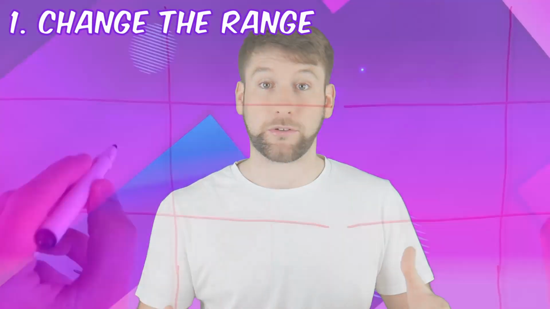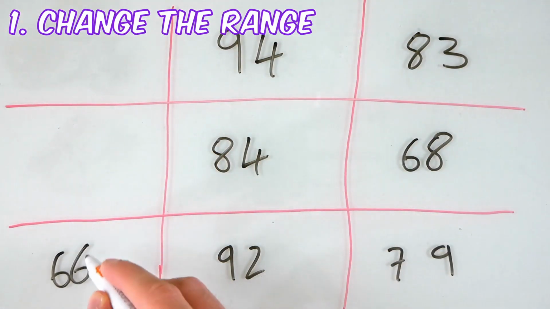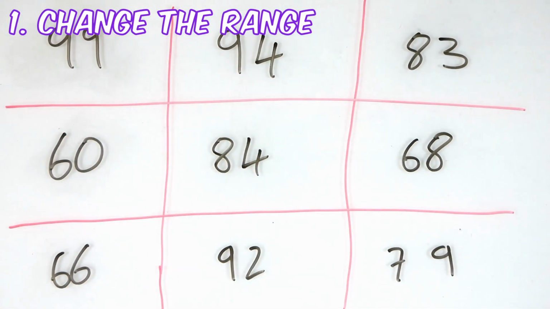Variation number 1, pretty simple, change the range of numbers. If you normally play 1 to 40, change it to 60 to 100. That way you practice numbers at a different level. Any range of about 40 numbers is fine.